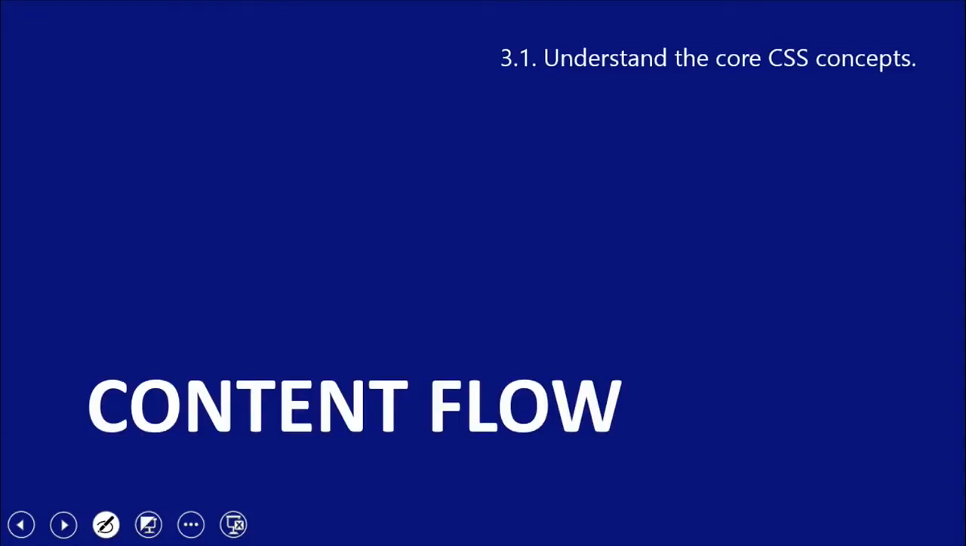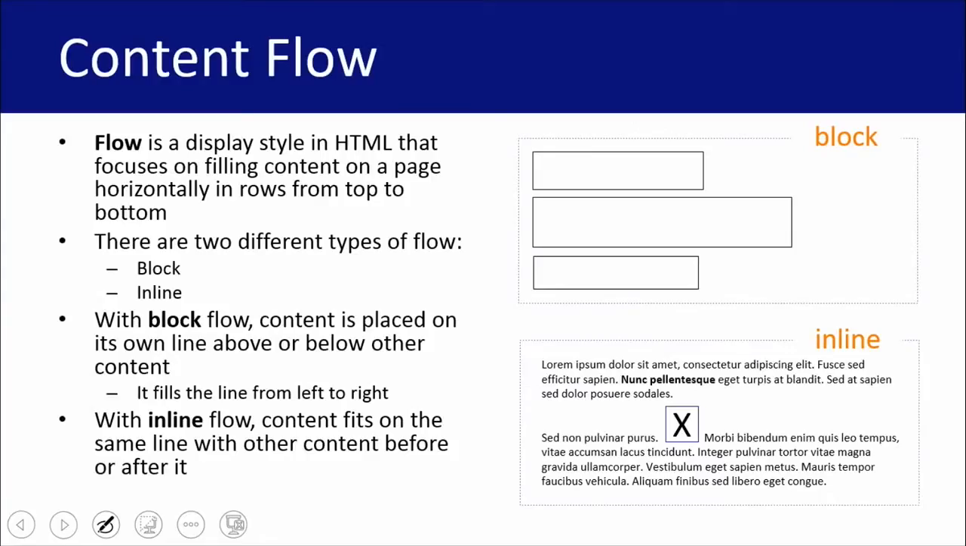All right, so let's go ahead and get into the really interesting stuff, like how do we actually style these web pages? Let's talk about content flow, okay? Flow is a display style in HTML that focuses on filling content on a page horizontally in rows. So if I have my two hands, right, and so I'll put them over here so you can see them. If I add an element to a page, it occupies an entire row. If I add a second element to a page, naturally it's going to occupy the second row. They aren't going to automatically appear on the same row, but rather we've got one that's going to sit on top of the other, okay?